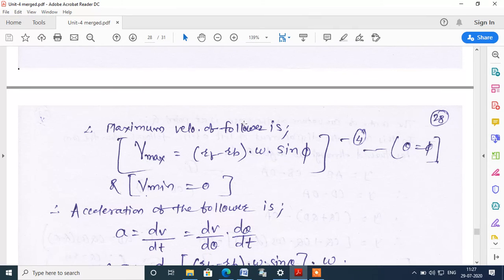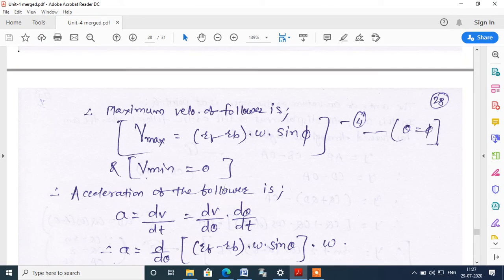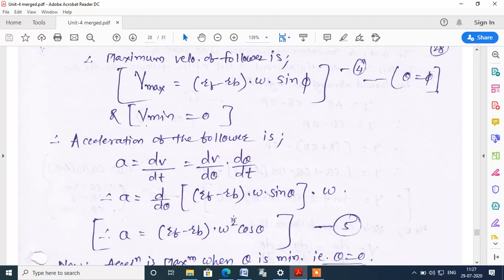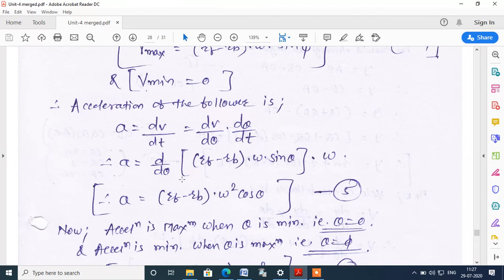Now the maximum velocity of the follower is at theta equal to phi. We have seen that, so it can be written as V max equal to (Rf minus Rv) into omega into sin phi. And minimum velocity is 0. Now next is acceleration. Acceleration of the follower is the rate of change of velocity with respect to time t. So dv by dt, so dv by d theta into d theta by dt. So d by d theta of (Rf minus Rv) into omega into sin theta, into omega. D theta by dt is nothing but omega.